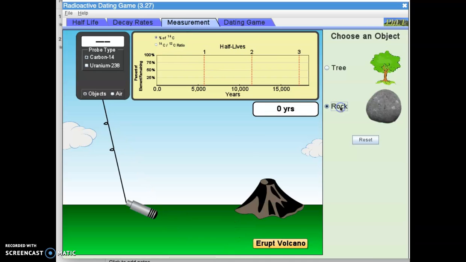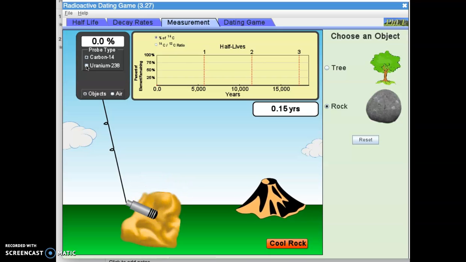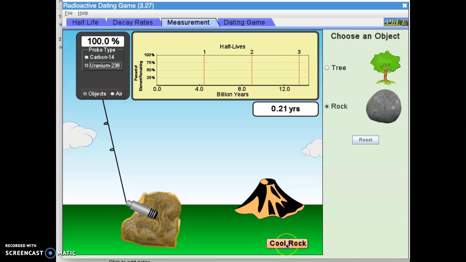Similarly with rocks, when you have an erupting volcano, it's erupting, and you get a rock, we can measure how much uranium is supposed to be in the rock. As the rock cools, the amount of uranium changes over time. And since uranium has a much longer half-life than carbon, it takes much, much longer. Notice this billion-year scale over here.